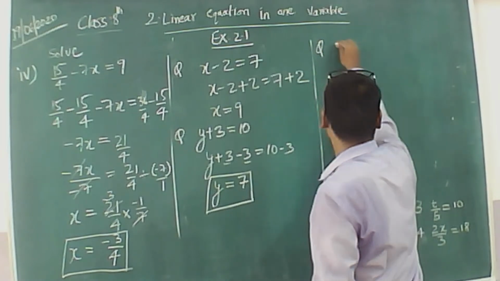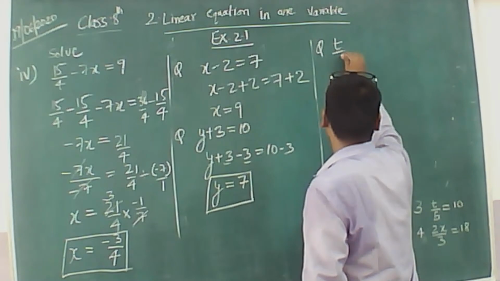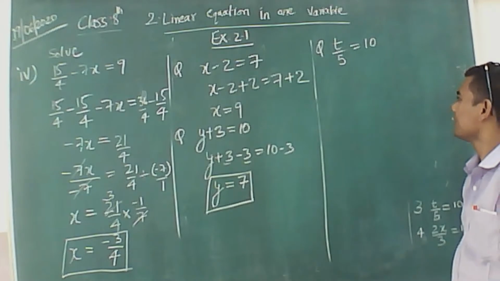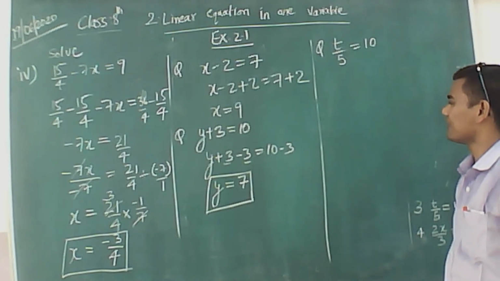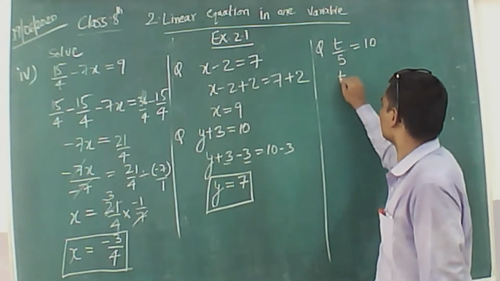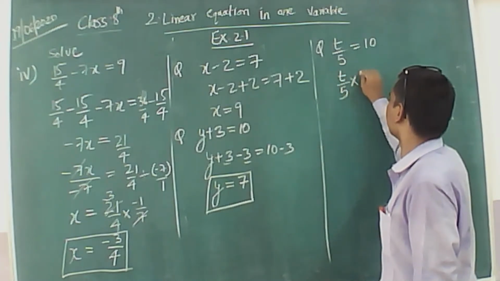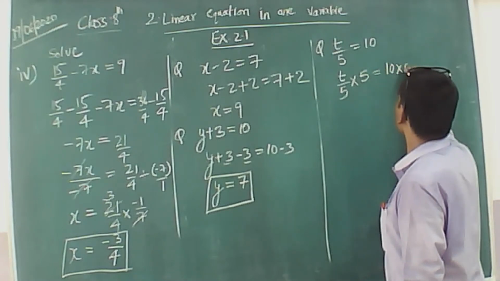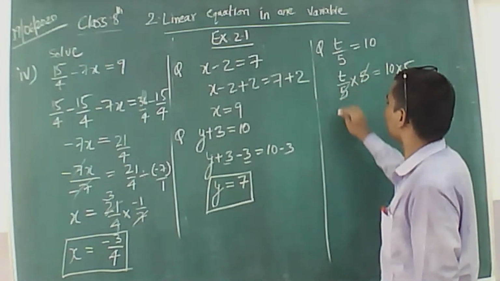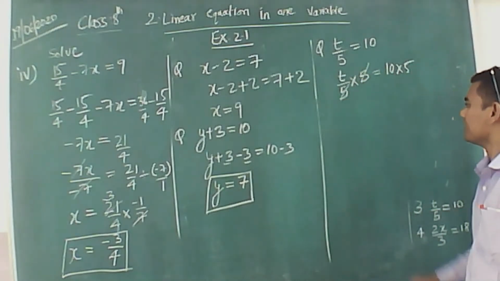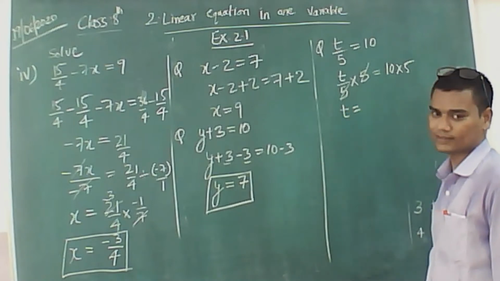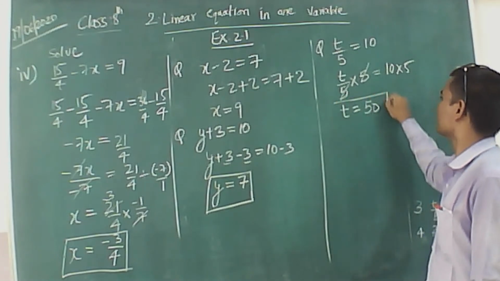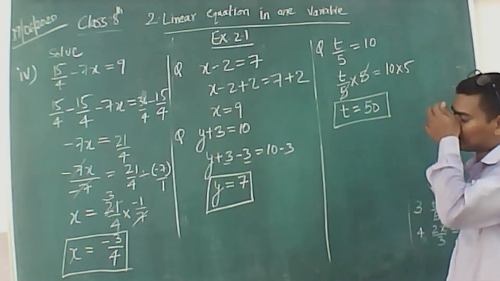Next question from the exercise, t by 5 is equals to 10. Here we will multiply on both the sides by 5. So t by 5 into 5 is equals to 10 into 5. So this 5 and 5 here gets cancelled. We are left with t on the LHS and 10 into 5, 50 on the RHS. So t is 50.